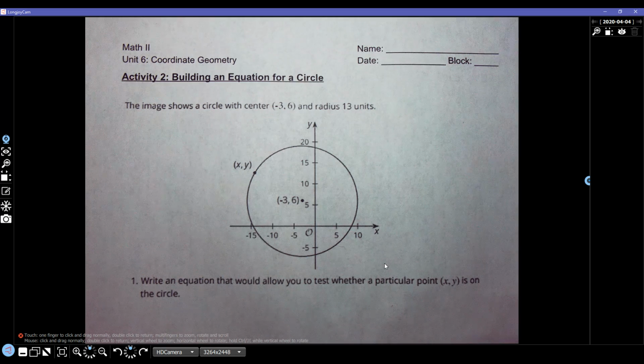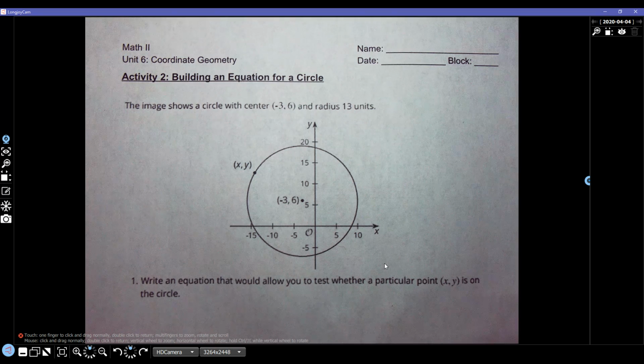This is lesson 6.3 and we are on activity 2, building an equation for a circle. The image shows a circle with center -3, 6 and radius 13 units. Question 1. Write an equation that would allow you to test whether a particular point x, y is on the circle.